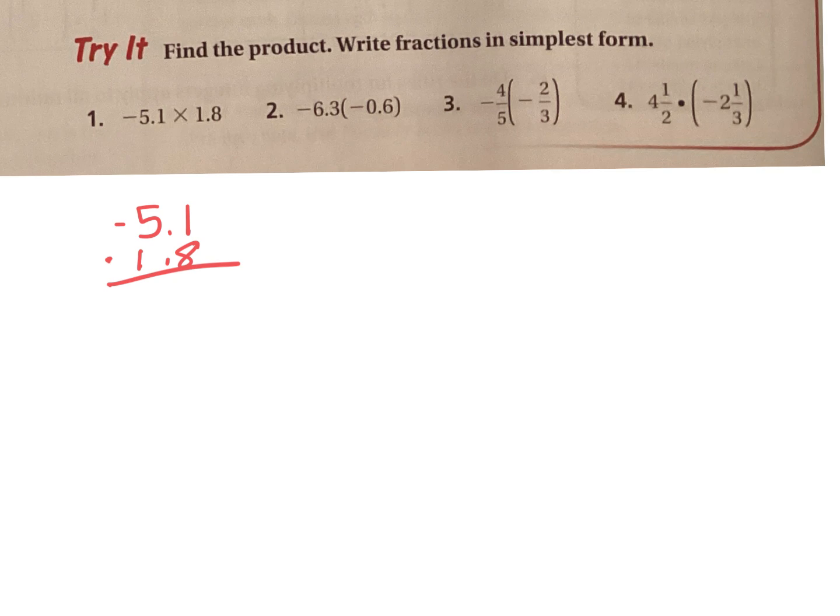So number 1 is negative 5.1 times 1.8. So it's a negative times a positive. I know I'm going to get a negative, but if I do it this way, 8 times 1 is 8, 8 times 5 is 40, add my 0, 1, 5, bring it down, 8, 1, 9. The decimal comes out 2 times, so it has to go in 2 times, so it's negative 9.18.